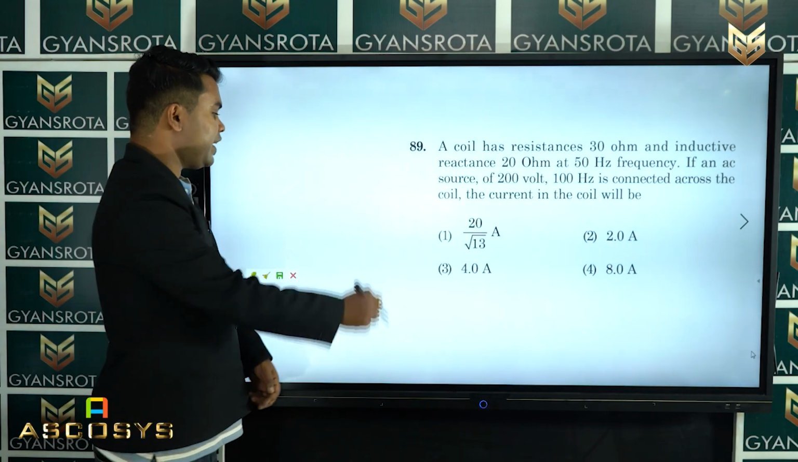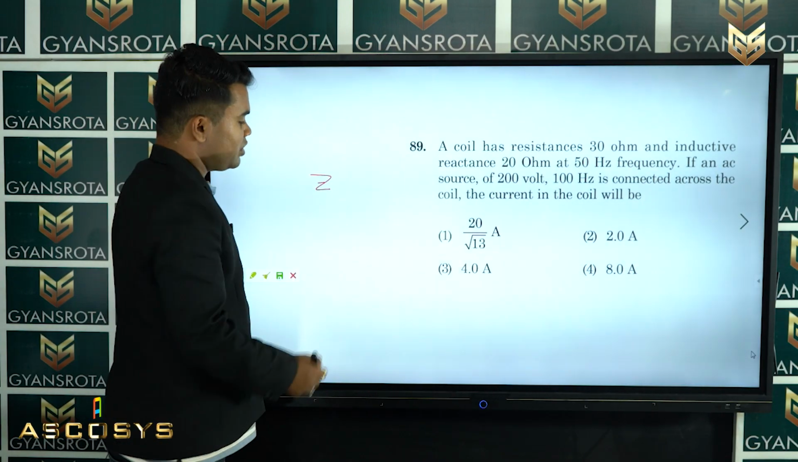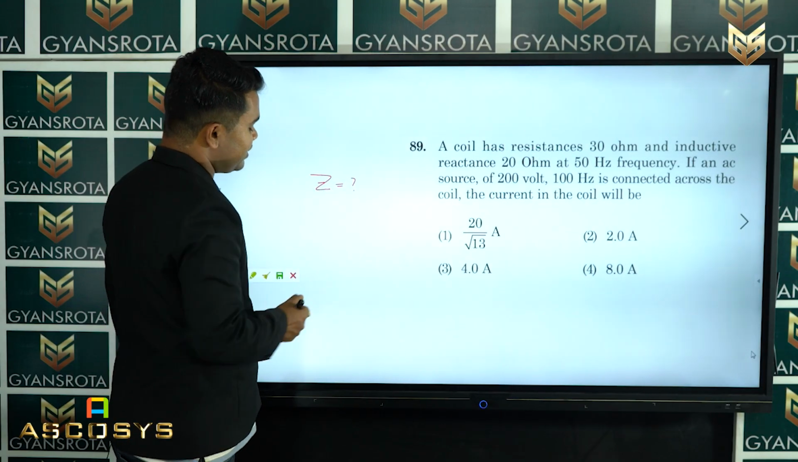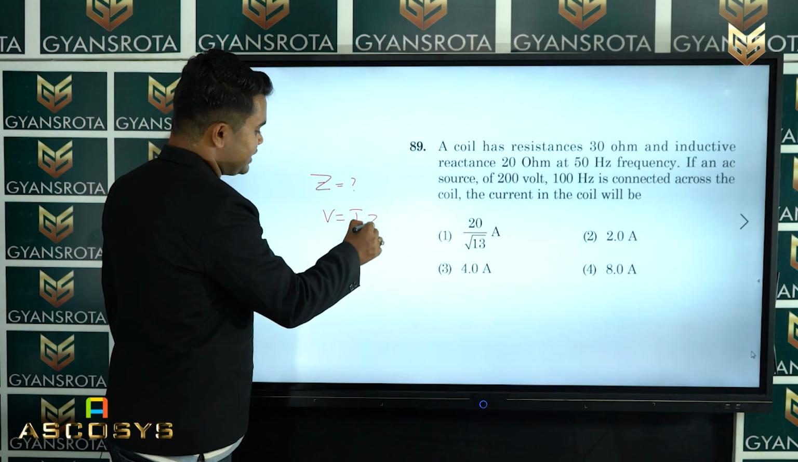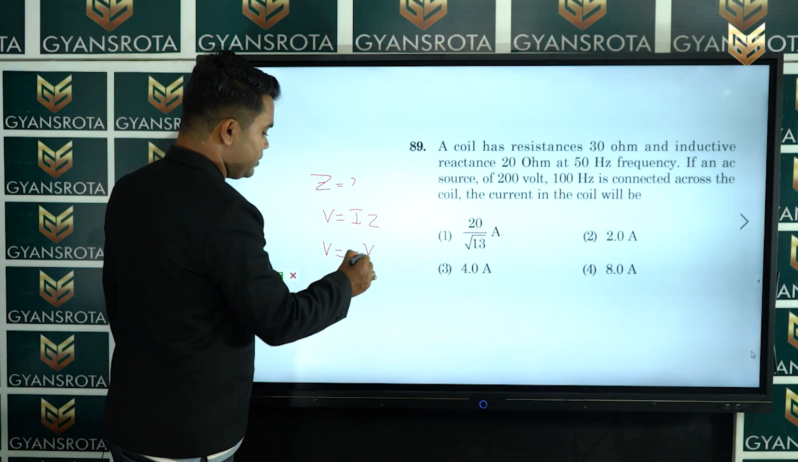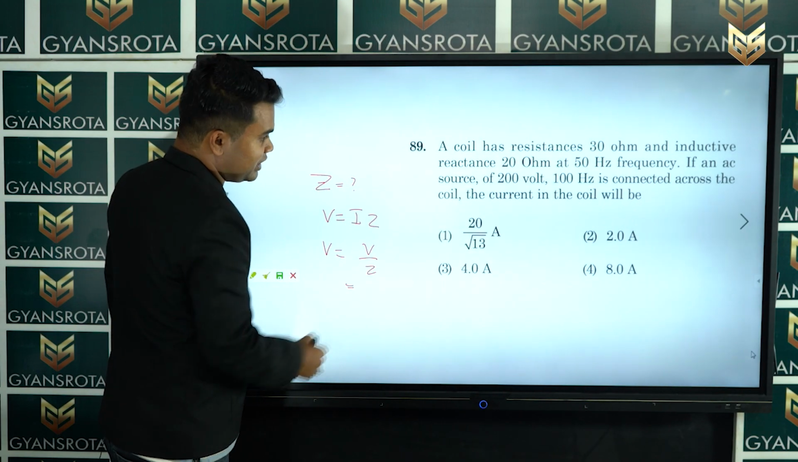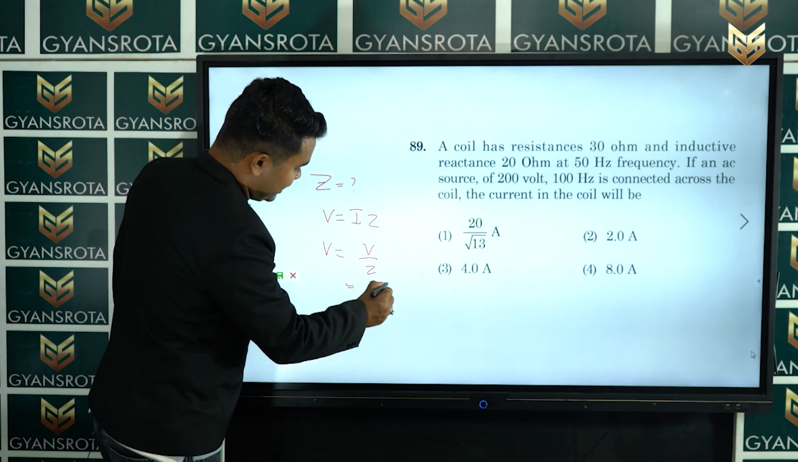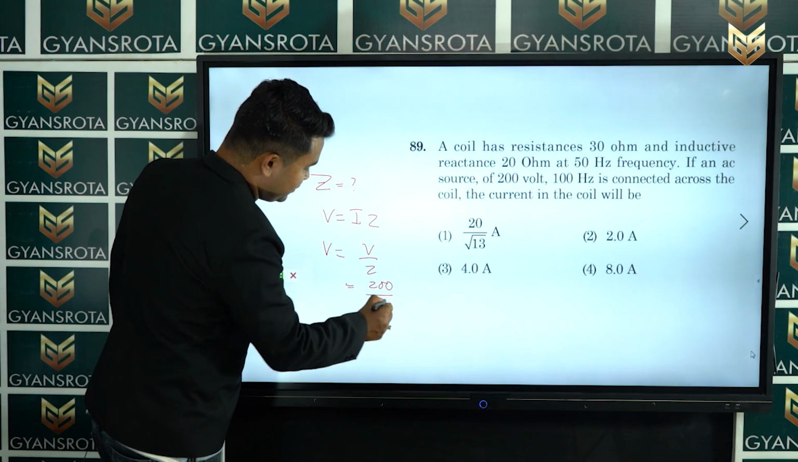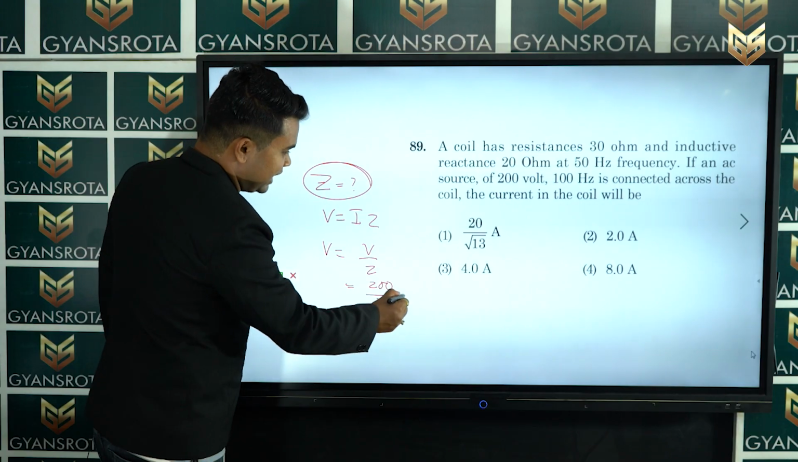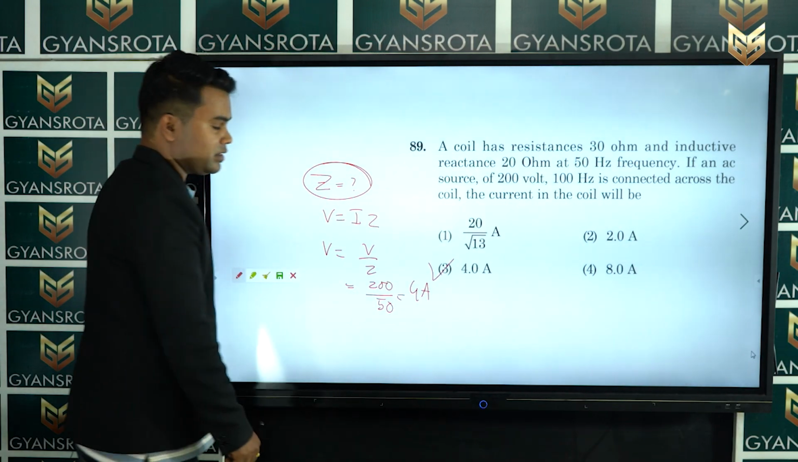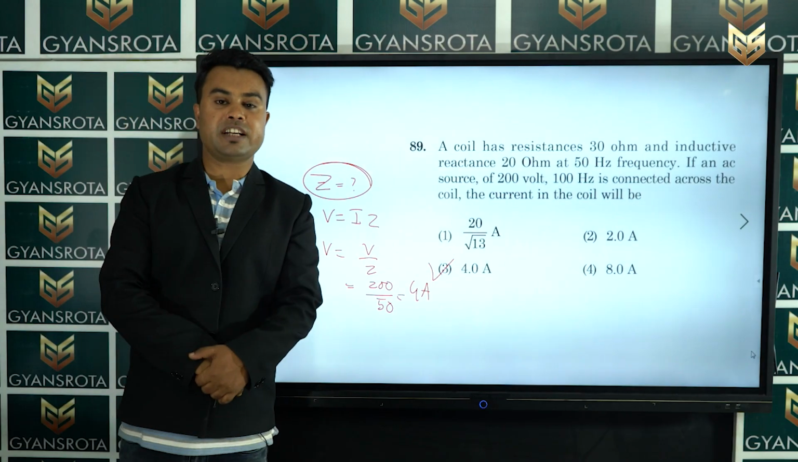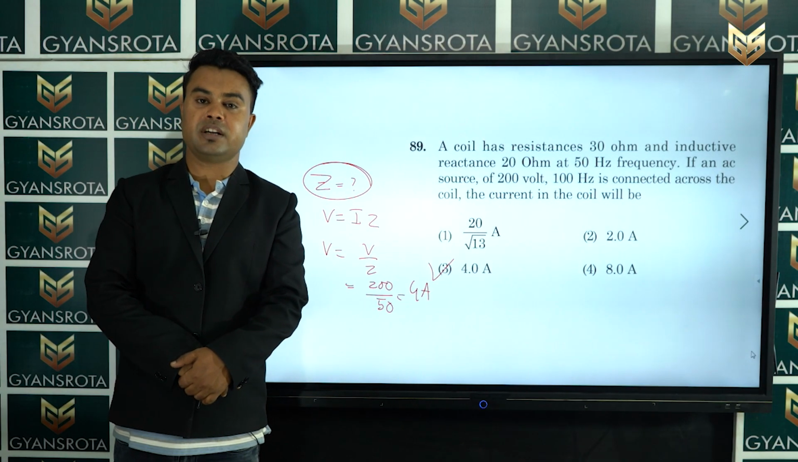For that, you need to find out the impedance at first. Once you calculate the impedance, you can directly use the formula V is equal to IZ. So, your I will be equal to V by Z, and your V is given as 200, and you will see that your Z is coming out to be 50. So, the right answer for this question is 4 ampere. So, this is the right answer. Fine. Now, let us move to the next question, that is the last question, 90.